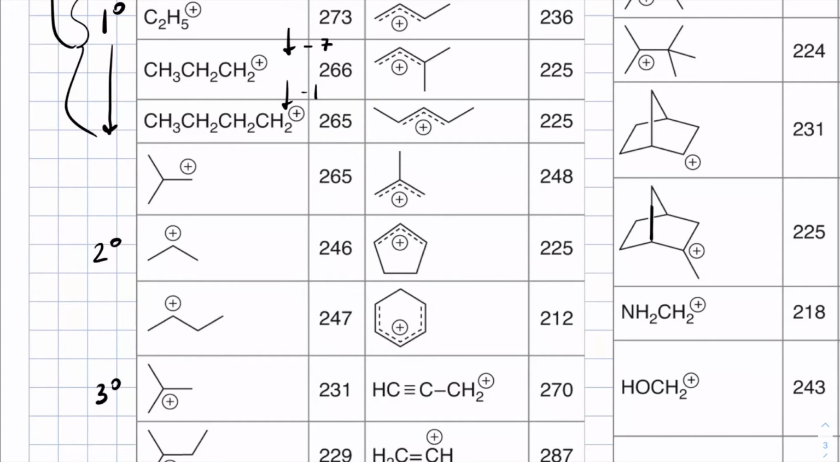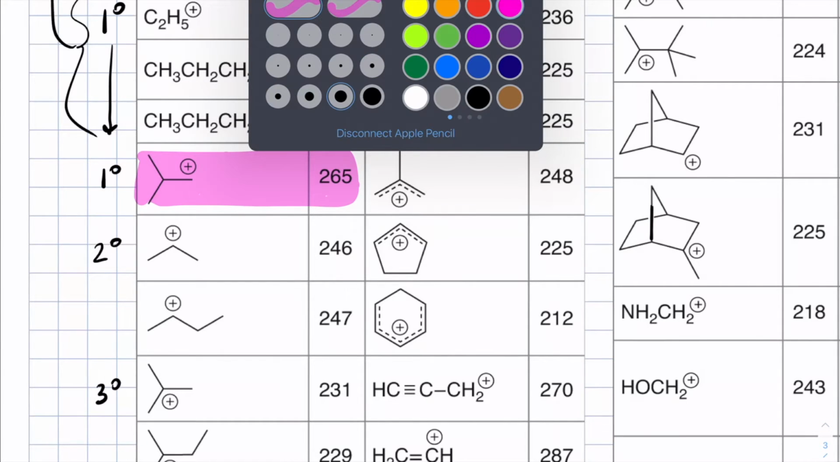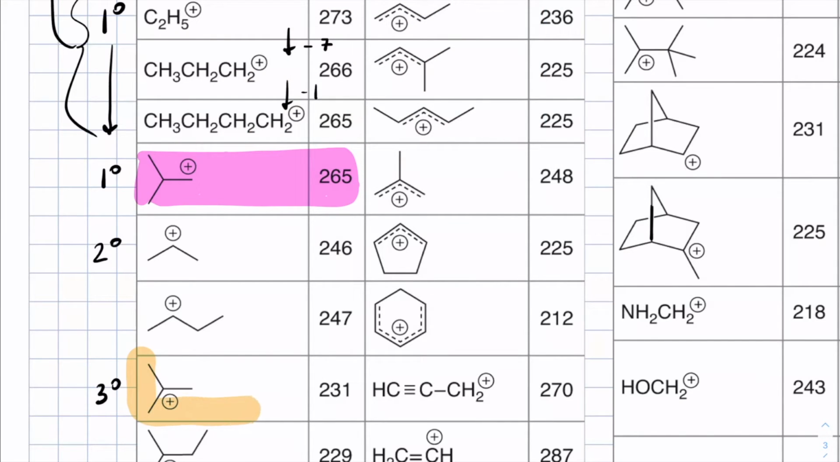For example, let's compare this primary carbocation with 3 carbons versus this tertiary carbocation with a similar number of carbons. So we go from here to here. That is a change of 34 kilocalories per mole.